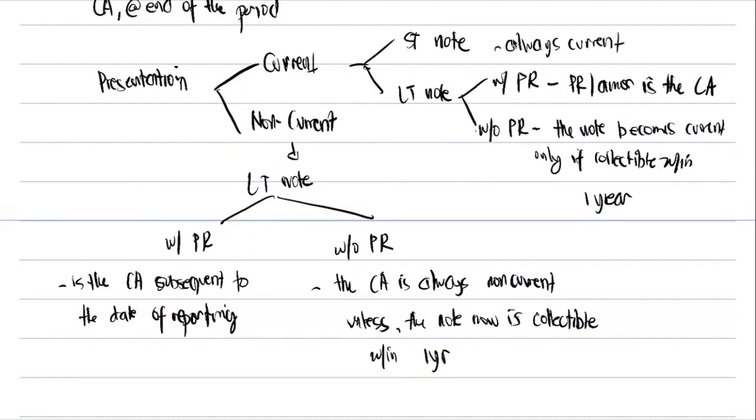Okay, madali lang naman intindihin to, yung pag-collectible within 1 year. So magigets natin yan. Ito yung medyo weird, yung long-term note with principal repayment. So we said, if it's with principal repayment, the principal repayment or amortization is the carrying amount for the current asset. And if it is a long-term note for non-current with principal repayment, the carrying amount subsequent to the date of reporting is the non-current portion. Okay, so this is the non-current portion, the carrying amount subsequent to date of reporting.